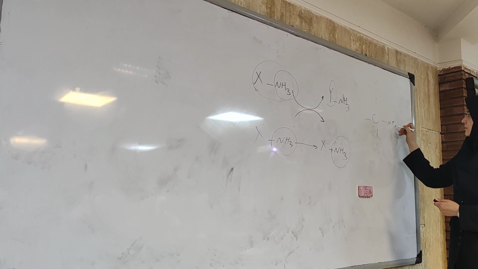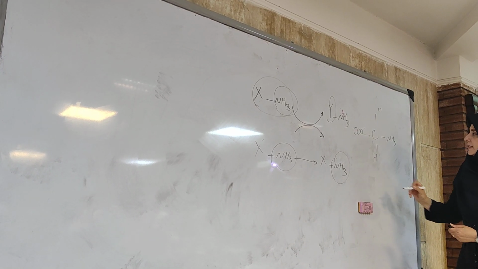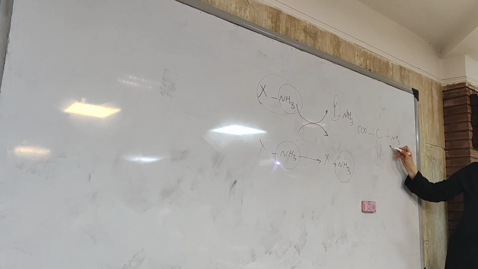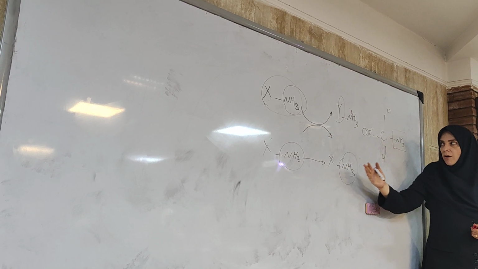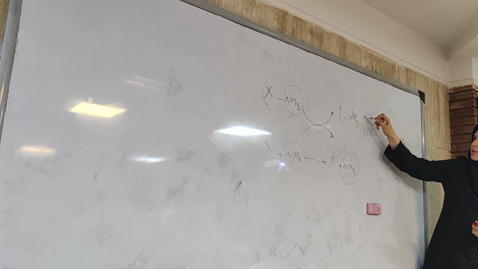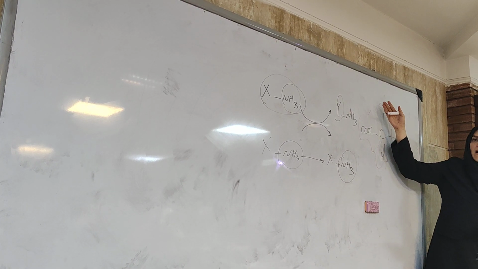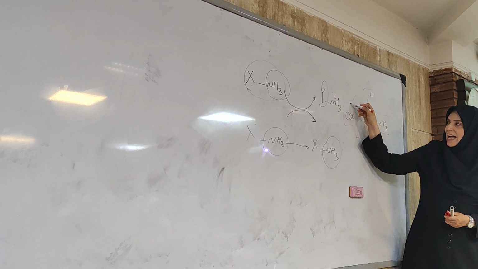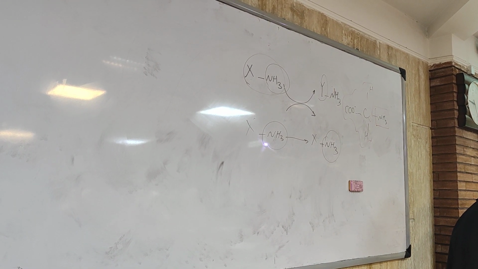For example, this is the general structure of an amino acid. After removal of the amine or nitrogen by transamination or deamination, the remaining structure is the carbon skeleton, known as the alpha-keto acid. This is the alpha and this is the acid. So the remaining structure is known as the alpha-keto acid.